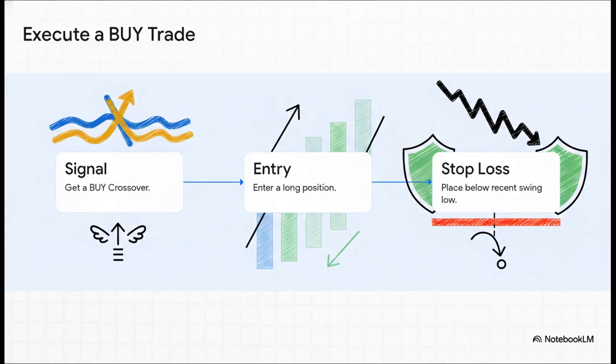So let's walk through it. First, you spot that golden cross on the chart. Second, you enter your long position. But the third step is arguably the most critical. You have to manage your risk. You immediately place your stop loss just below the most recent dip in the price chart, what's called the swing low. This is your safety net in case this signal turns out to be a fake out.